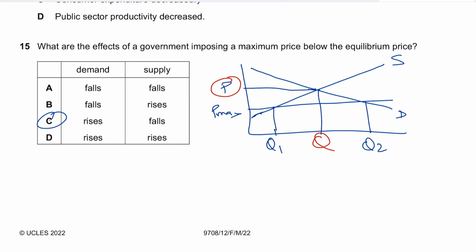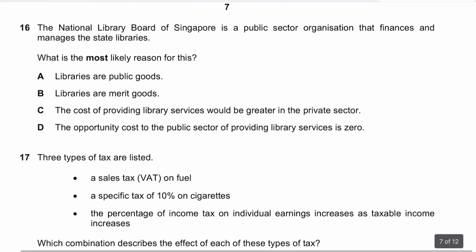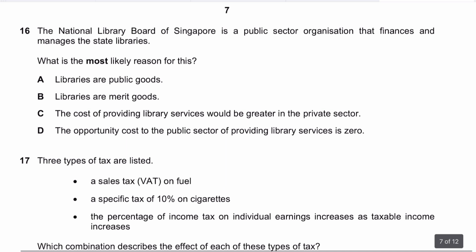So 15 is C. Question number 16 says the National Library Board of Singapore is a public sector organization that finances and manages a state library. So Singapore has different state libraries, and the National Library Board, which is obviously part of the government, is financing those libraries. It's managing its affairs and funding it as well. What is the most likely reason for it? Why is it doing it?